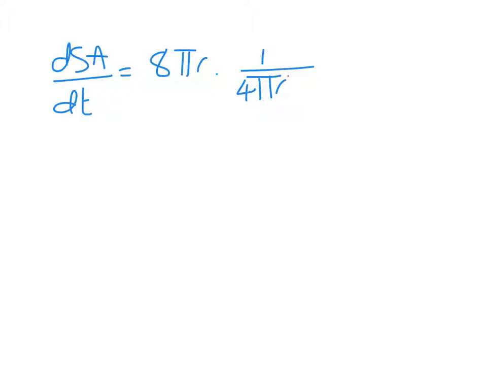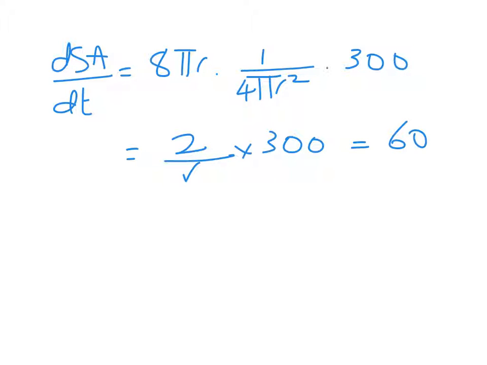So dSA by dt is equal to the first one, 8 pi r times 1 over 4 pi r squared times 300. Right, I think you have to agree that for an excellence question so far, this really isn't that bad. Now we're going to simplify out, and we're going to get 2 over r times 300, which is just 600 over r.